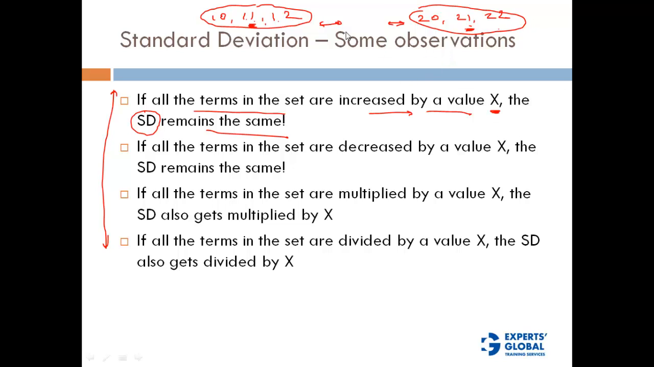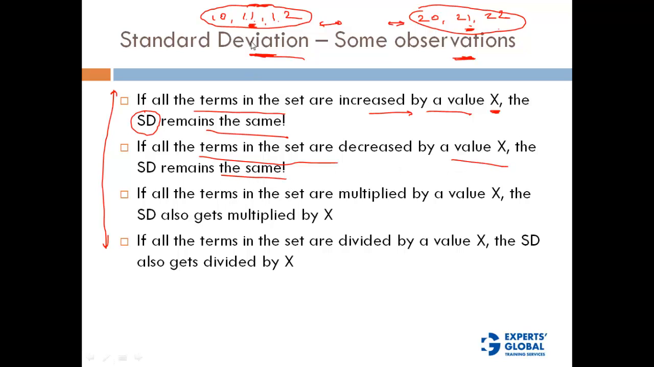If we do that, we are not changing the set with respect to how they are relatively arranged. So here the relative arrangement remains the same, here the relative arrangement remains the same. So that is why the standard deviation does not change. If all the terms in the set are decreased by value x, same thing.